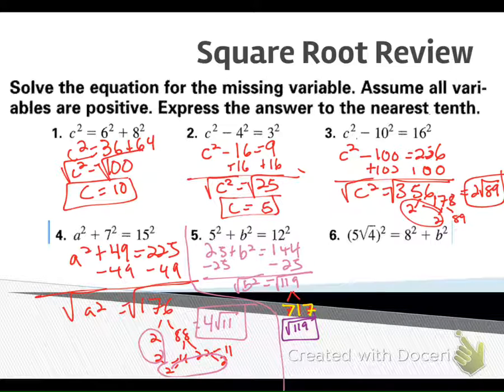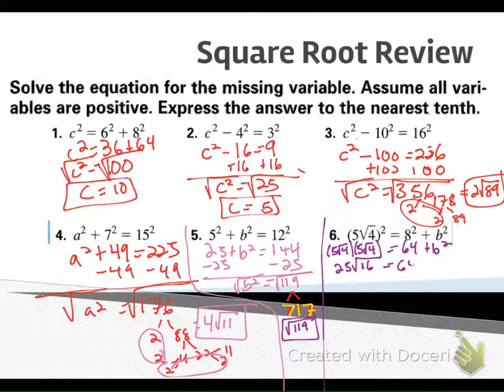Okay, and last but not least, we have a square of our first term that has a radical in it. So that's the same thing as seeing 5 square root of 4 times 5 square root of 4. What's 8 squared? 64 plus b squared. So do you guys remember how we multiply radicals like this? So we multiply our coefficients. So 5 times 5 is? Okay, and then we multiply the stuff under the radical. 4 times 4?